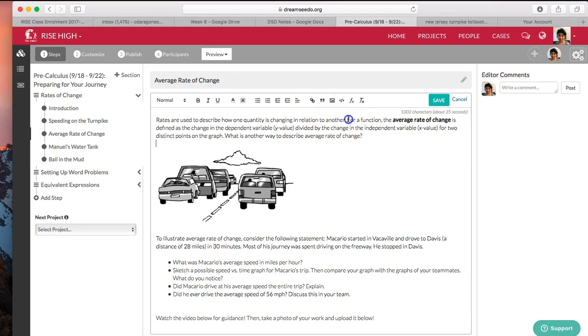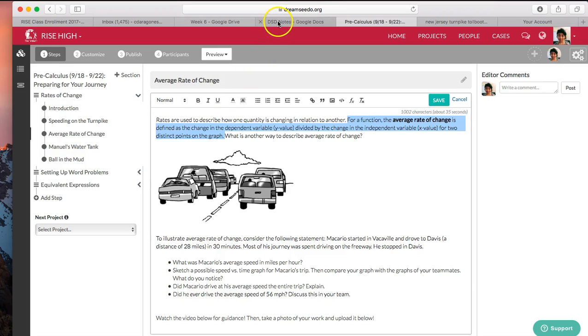Okay, for a function, the average rate of change is defined as the change in the dependent variable y divided by the change in the independent variable x value for two distinct points on the graph. So this is a lot of words. I want to illustrate to you what it means.